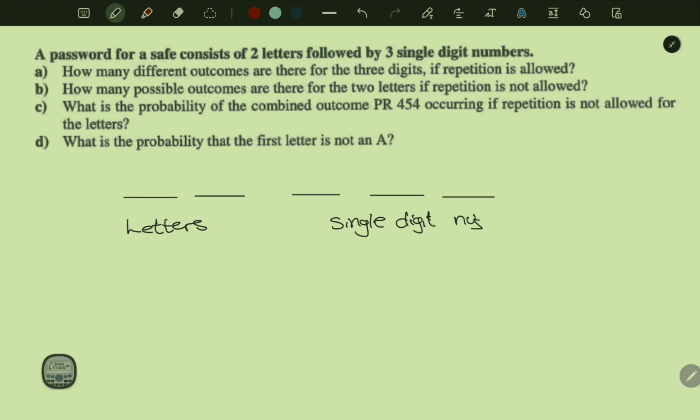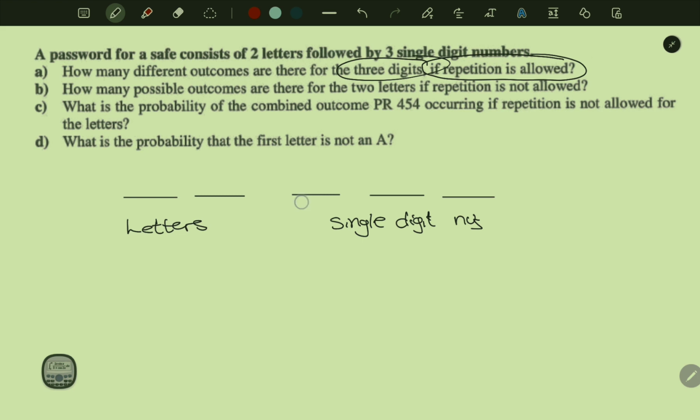Okay, so let's get into the questions. How many different outcomes are there for the 3 digits if repetition is allowed? So I'm going to focus on the 3-digit numbers. We know that repetition is allowed and we are focusing on the 3 digits. That means I'm going to focus on the 3 spaces.